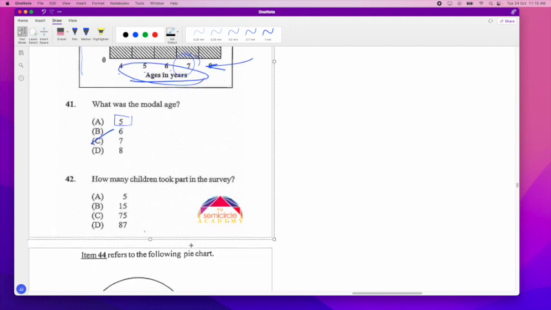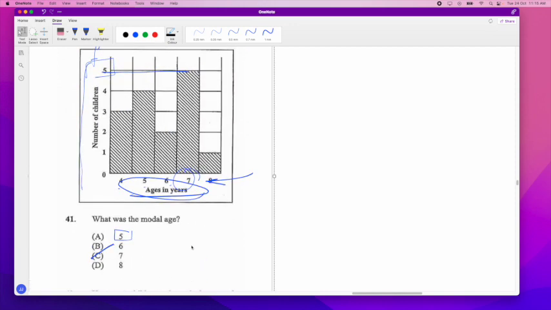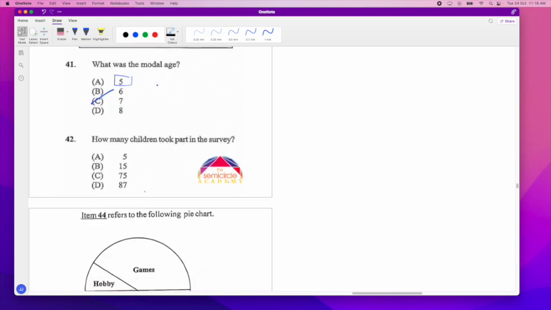How many children took part in the survey? Well, we could just add this up. You see, we can have 3 children here, 4 kids here, that's 7, 8, 9. I have 1 is 10, and then I have 5 here, 15. So 15 students.